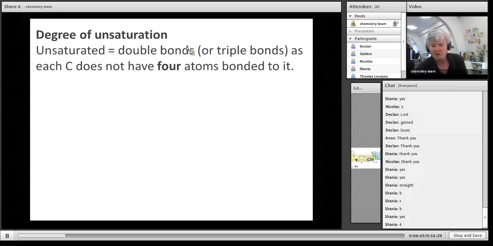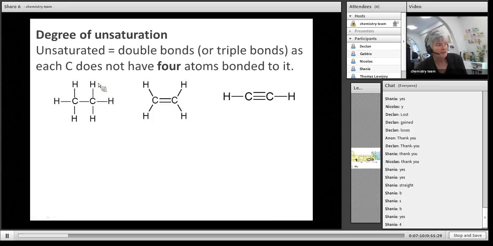You may have come across unsaturated in terms of margarine. You know, they'll say polyunsaturated or something like that. Does that word sound familiar? Unsaturated? Not too sure? If you eat margarine, have a look at the back. Butter, by the way, also has some alkenes in it, so it's also got some unsaturation.